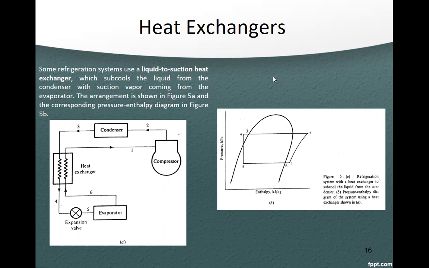So next, heat exchangers. Some refrigeration systems use a liquid to suction heat exchanger, which subcools the liquid from the condenser. So the liquid from the condenser gets subcooled. This is the typical effect of the subcooling. The suction vapor coming from the evaporator is superheated, so it is no longer moist, and it enters the compressor superheated. It has a purpose. The arrangement is shown in figure 5A and the corresponding pressure enthalpy diagram in figure 5B.